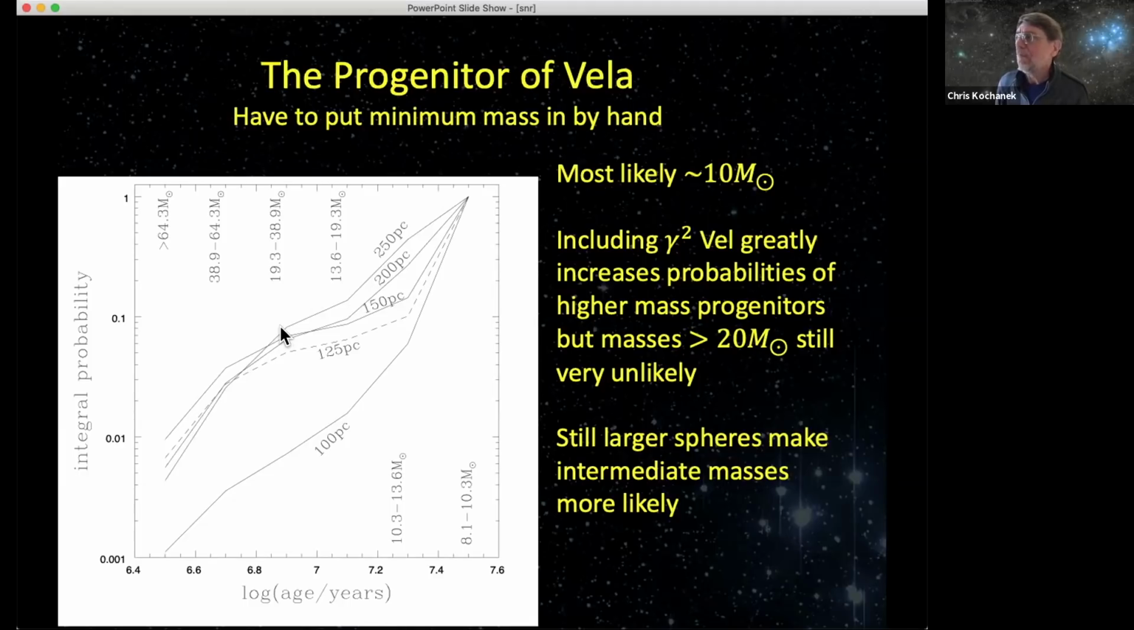And so it seems to strongly argue that the progenitor of Vela was relatively low mass. And if you really just stuck to the 100 parsec sphere, you would really want it to be assigned to that lowest mass bin at sort of 90% confidence. And as I said, there are risks in using this to estimate individual progenitor masses. But the tea leaves are that the progenitor of Vela was almost certainly under 20 solar masses.